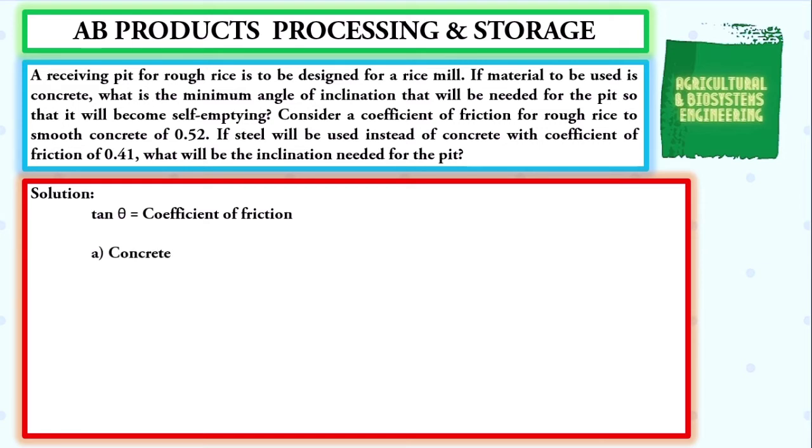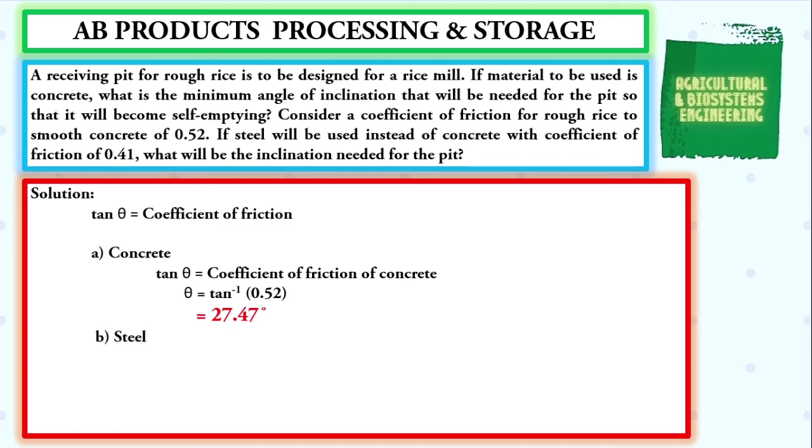To be able to solve the angle, or the theta, we derive the formula. Giving us, theta is equal to cotangent of the coefficient of friction for concrete, which is 0.52. We simply solve and we have the angle of friction for our concrete material to be 27.47 degrees.